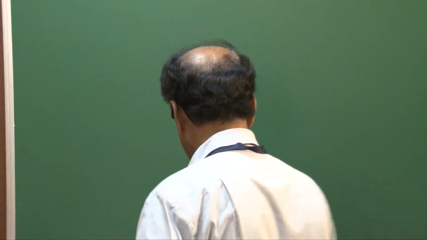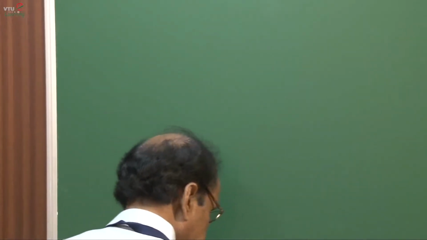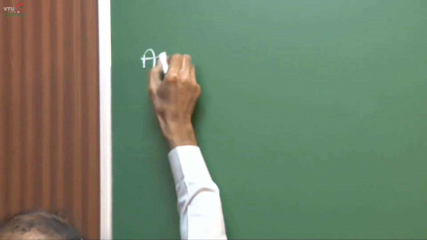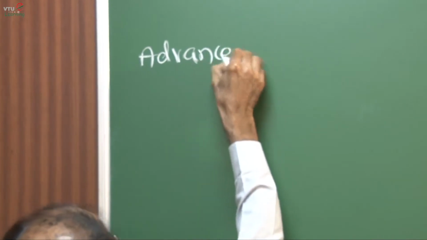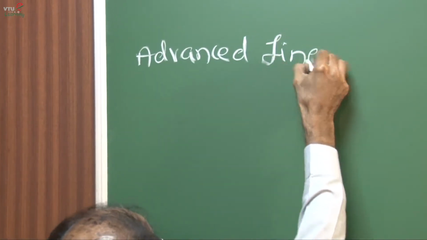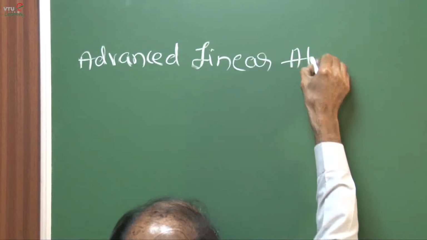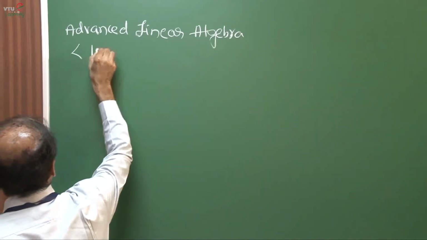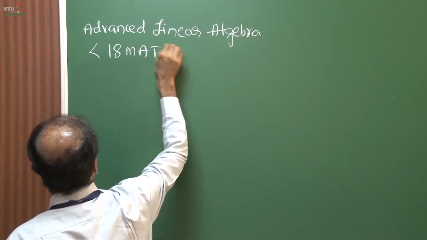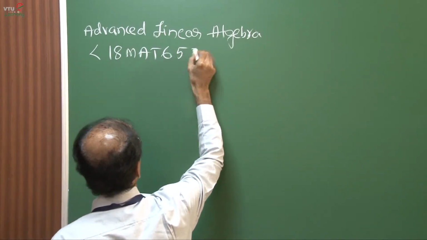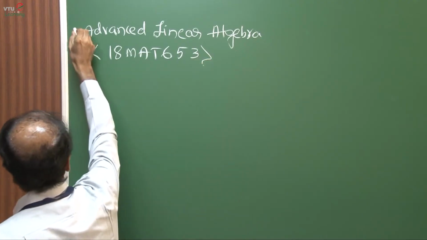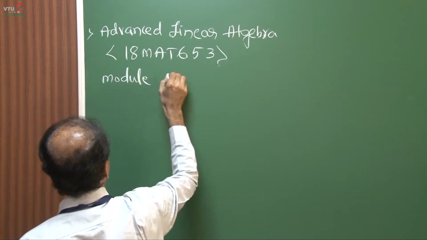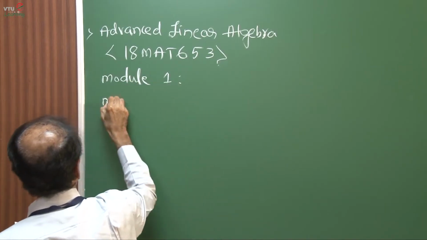Okay, so the subject name is advanced linear algebra, 18MAT653, then module 1 and module 2.